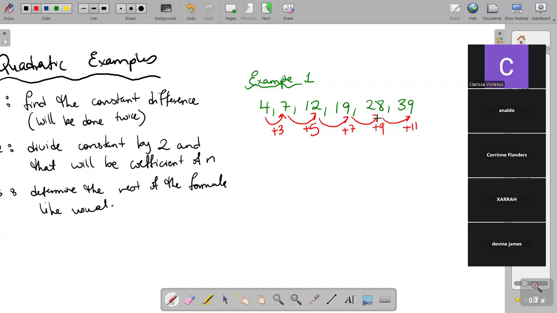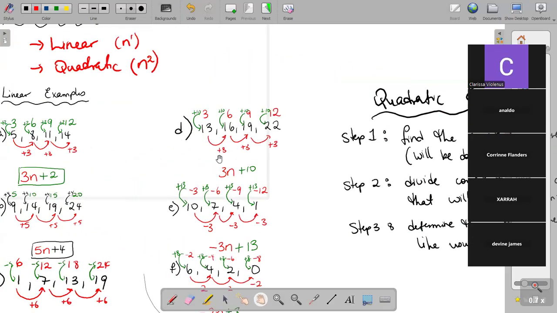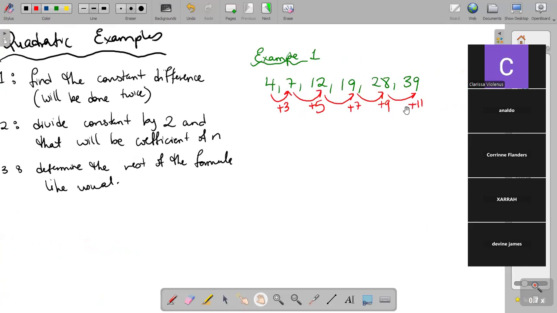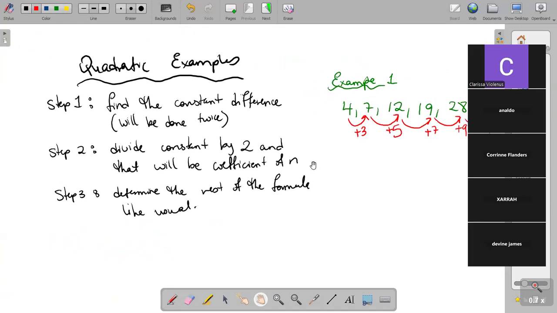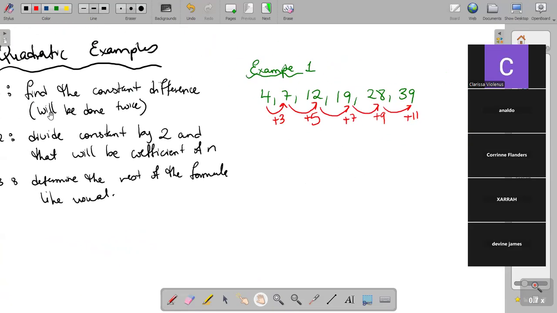Guys, from this, shouldn't you realize it's not linear? Because if it was linear, we would have a constant number like before. So let's make sure we see the difference. From the time you do that first step and your numbers don't match, the first thing that should come to your head is, oh my God, this is quadratic. So once you know it's quadratic, you have to go again, which is why I said it will be done twice. You see what quadratic means? Twice. So let's do it again. How do I get from 3 to 5?